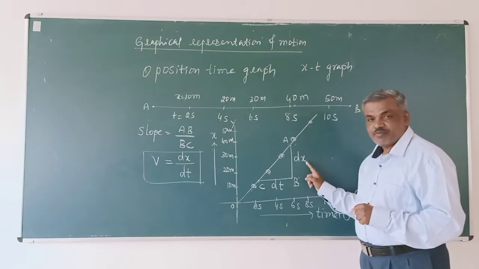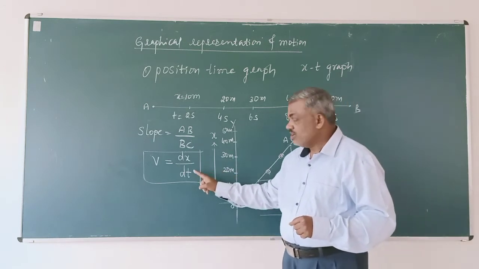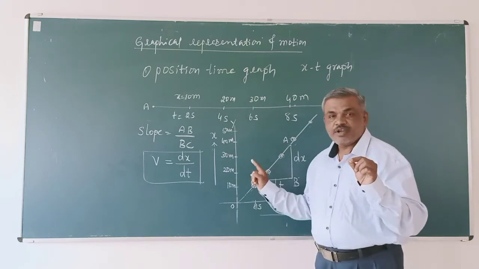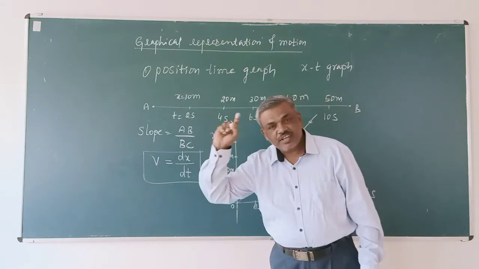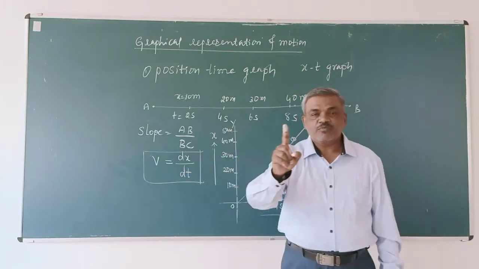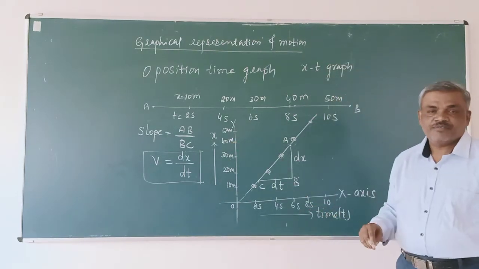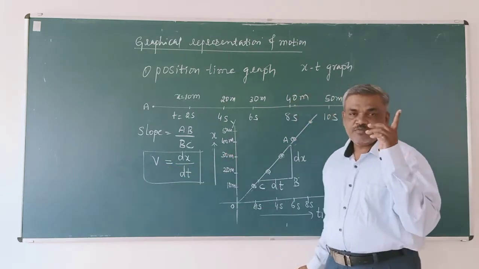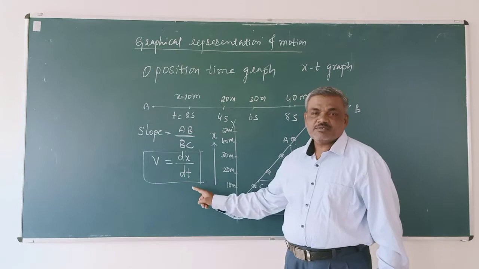The change in position of a body in time t seconds, so dt, the change in time. dx by dt is the rate of change of position of a body in a particular direction, or the rate of change of displacement, and it is called velocity. So finally, the slope of the graph gives the velocity of the body. This is one more question. What does the slope of the position time graph represent? The slope of the position time graph represents velocity. It gives the velocity of the body. So v equals dx by dt.